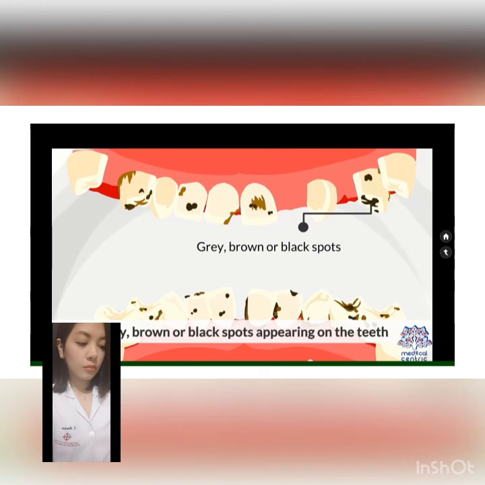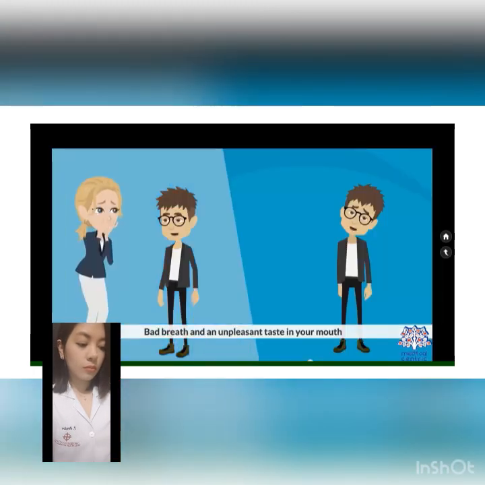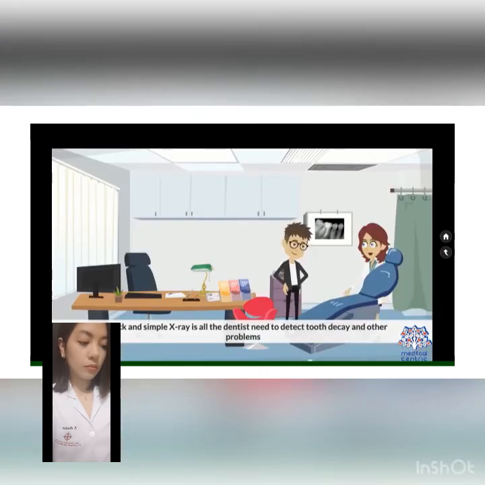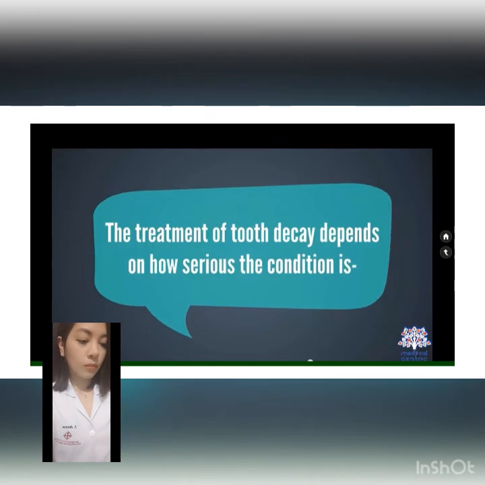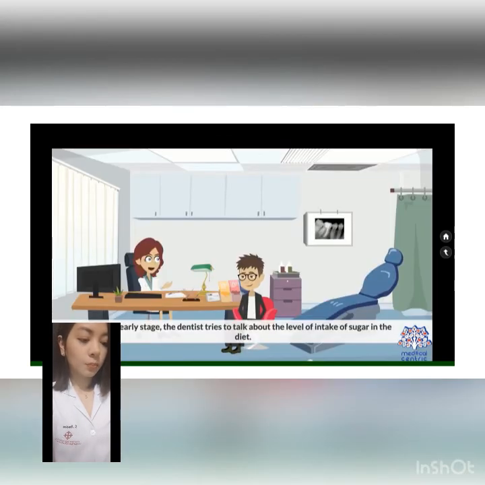These signs are usually associated with advanced tooth decay and therefore require immediate attention from an oral health care provider. Gray, brown, or black spots appearing on the teeth. Bad breath, an unpleasant taste in your mouth. Diagnosis. A quick and simple x-ray is all the dentist needs to detect tooth decay or any other problems.